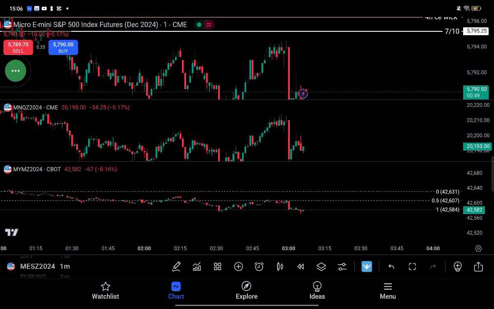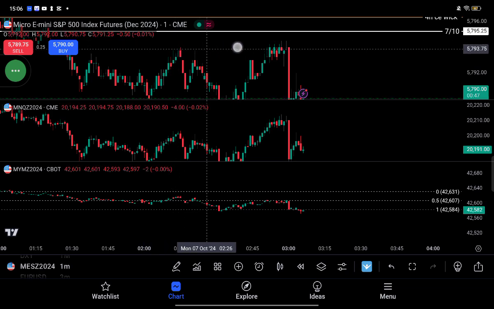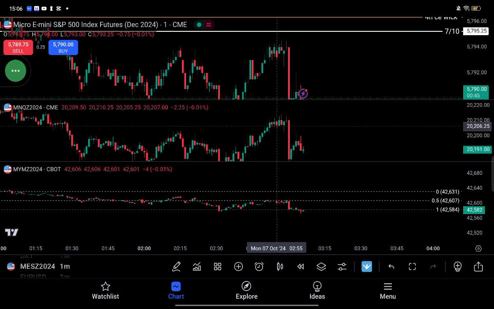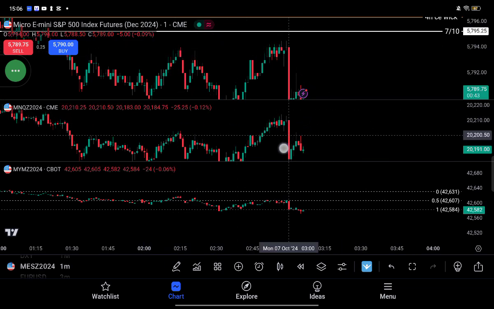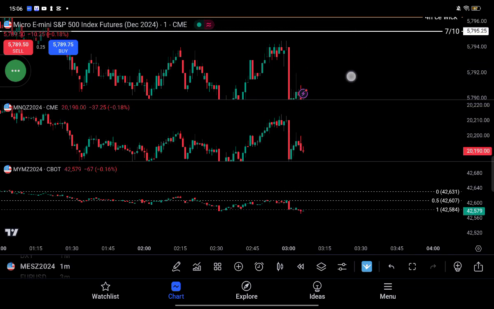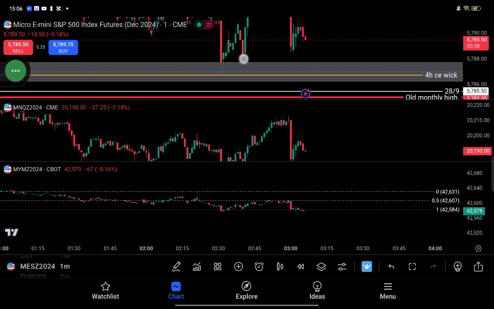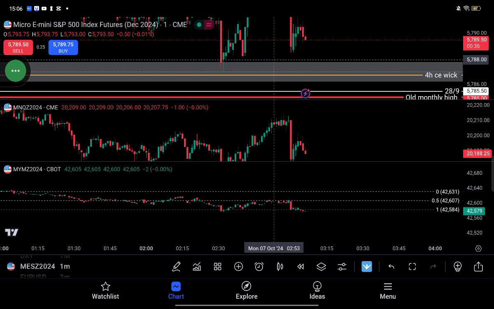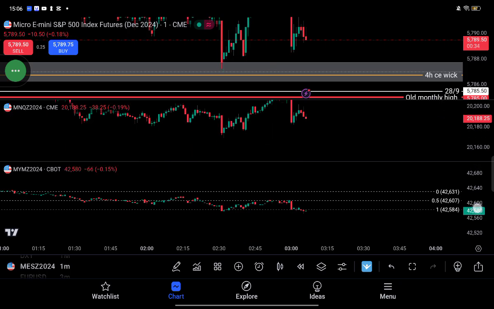On the 1-minute chart, we can see here S&P went and cleared up the buy side. Nasdaq as well. We got the same CB here. So right now, let's see if we pop down to clear this sell side here.